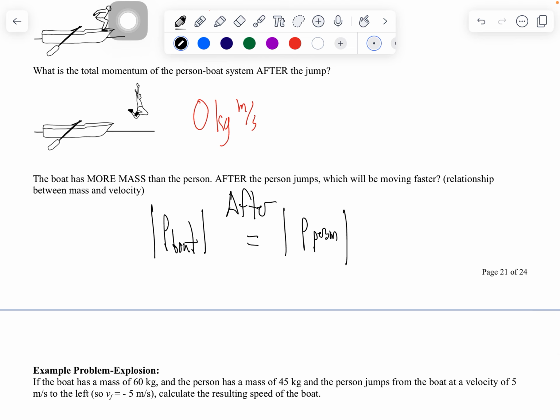Compare how they're moving. Which is faster? Well, they have the same momentum. Momentum is mass times velocity. But the boat has a big mass. The person is a smaller mass compared to the boat. That must mean to have the same size momentum, the person must be moving faster, and the boat must be moving slower.